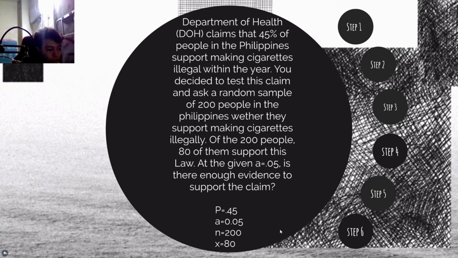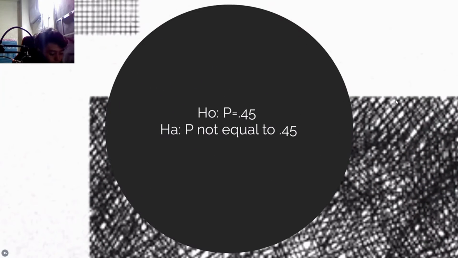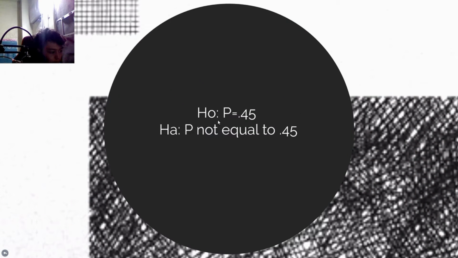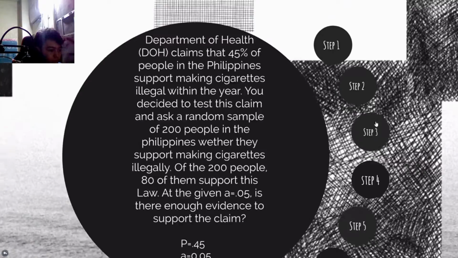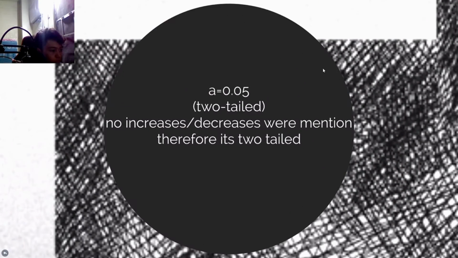So here's our given. Step 1, which is the hypothesis: H0 is p is equal to 0.45 and HA, which is p is not equal to 0.45. Now in step 2, state the alpha. Our alpha is 0.05 and it is two-tailed because no decrease or increase was mentioned, therefore it is two-tailed.